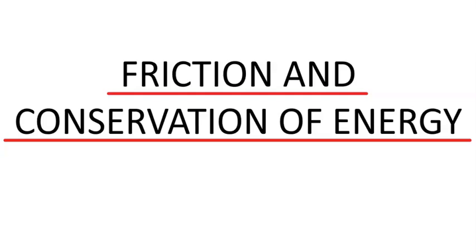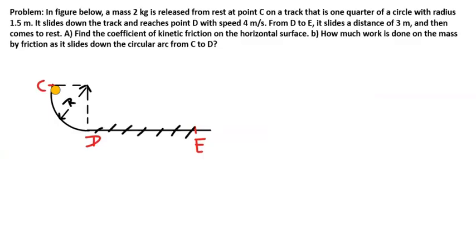In this video, we shall look at a few problems associated with conservation of energy with friction factored in. Problem 1. In the figure below, a mass of 2 kg, so that is this mass right there, is released from rest at point C on a track that is 1/4 of a circle with radius 1.5 meters, so that R is 1.5 meters. It slides down the track and reaches point D.